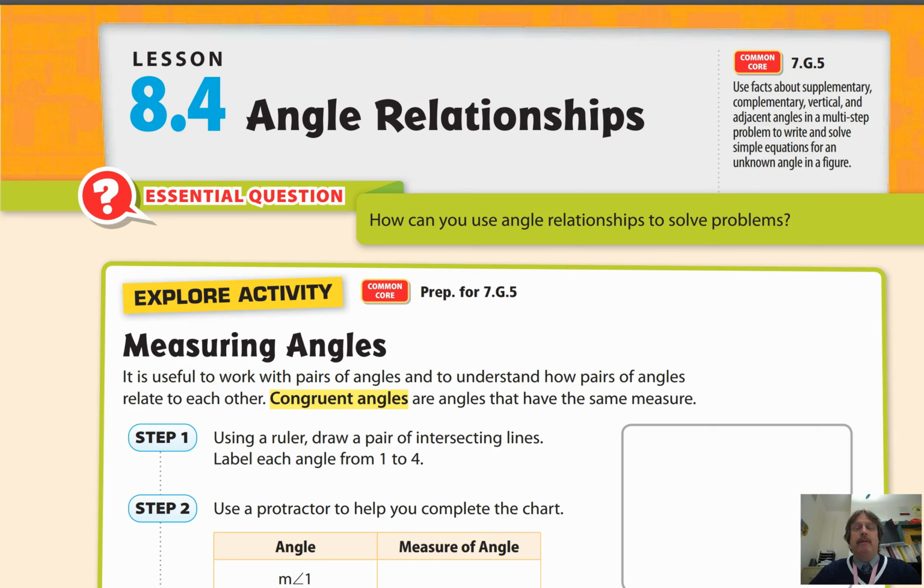In lesson 8.4, angle relationships, we're going to talk about our standard 7.G.5: facts about supplementary, complementary, vertical, and adjacent angles, and a multi-step problem. We're also going to learn how to solve simple equations for an unknown angle in here. Our essential question is, how can you use angle relationships to solve problems?